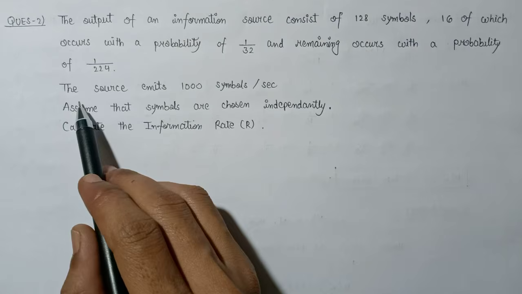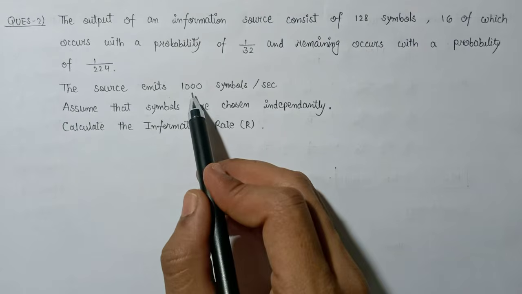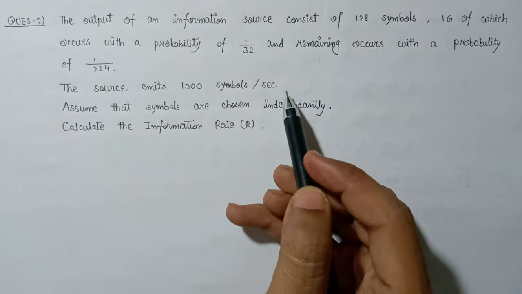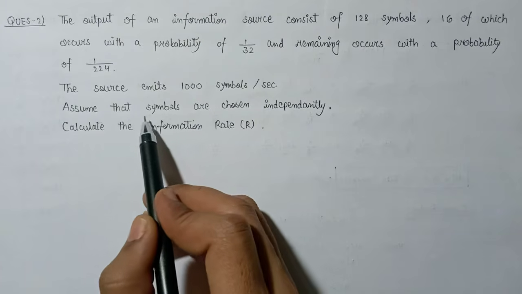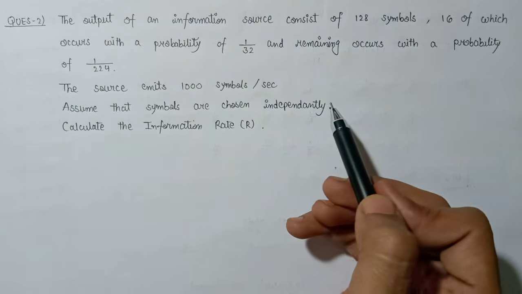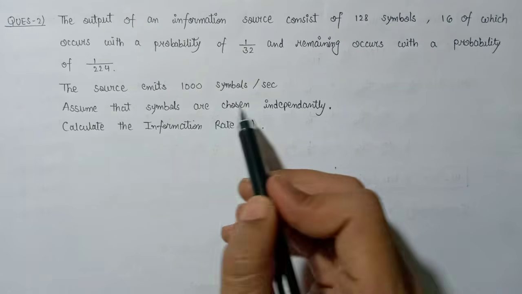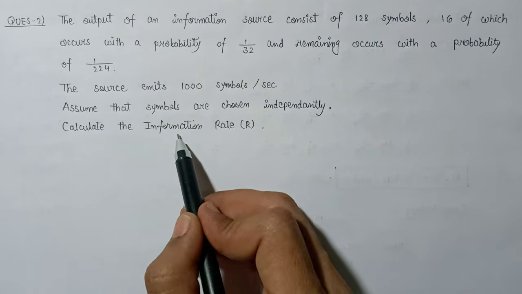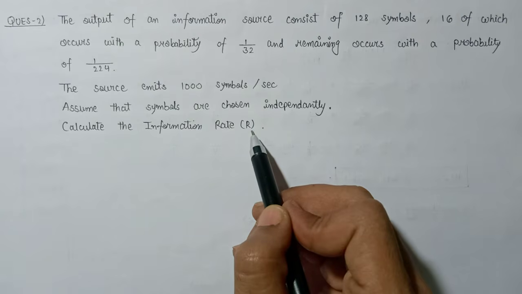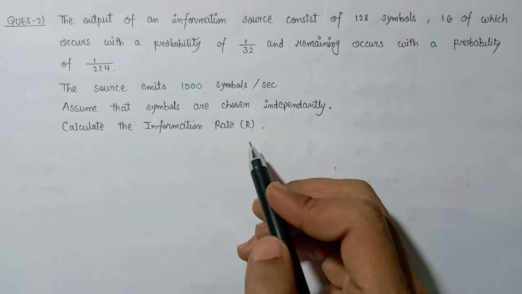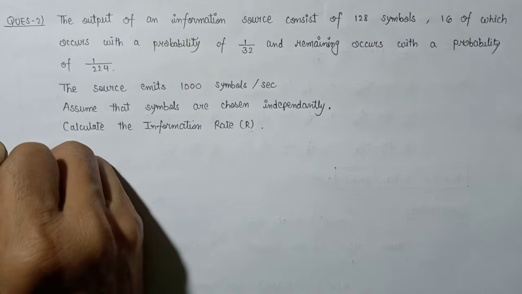Since the source emits 1000 symbols per second, this is the rate which is given to us, and we have to assume that the symbols are chosen independently. What we need to calculate is just the information rate, denoted by capital R. So let's solve this question.